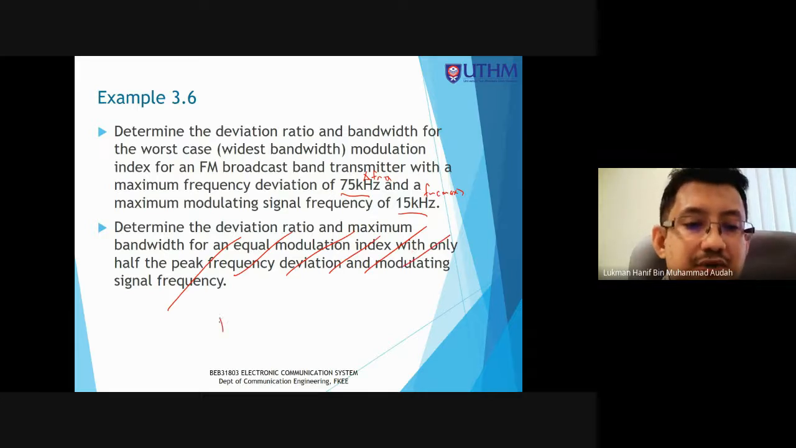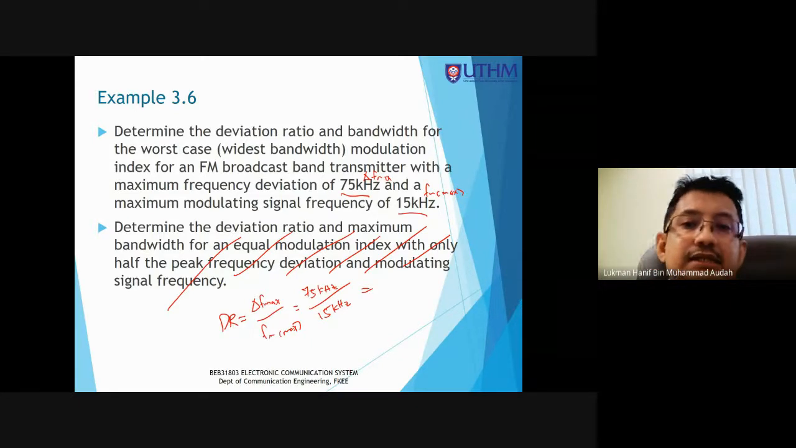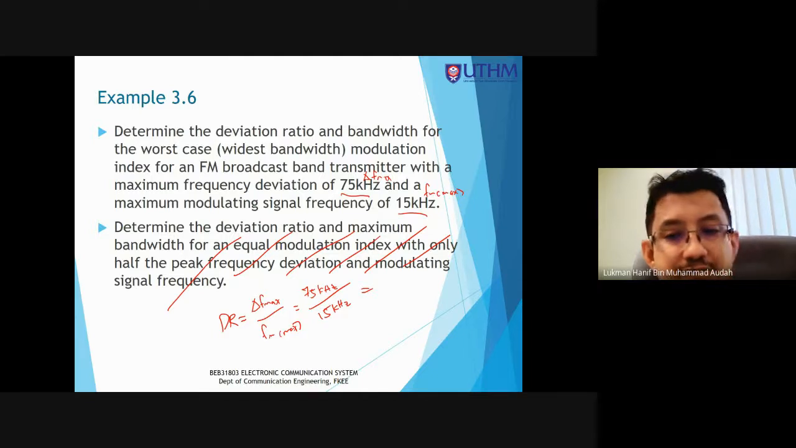So the question asks about DR. So DR is equal to delta F max divide with Fm max. So this is equal to 75 kilohertz divide with 15 kilohertz. So ini sama dengan berapa? 75 bagi 15. So we get 5. Okay, so this is the answer, 5.